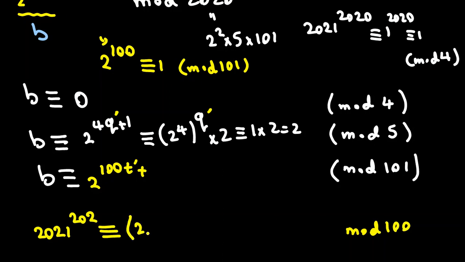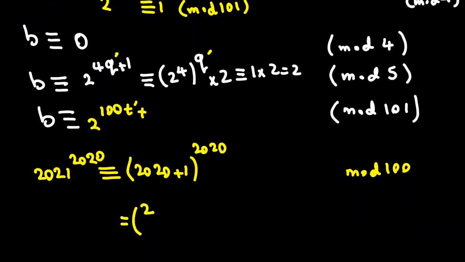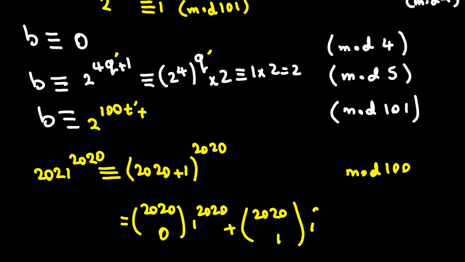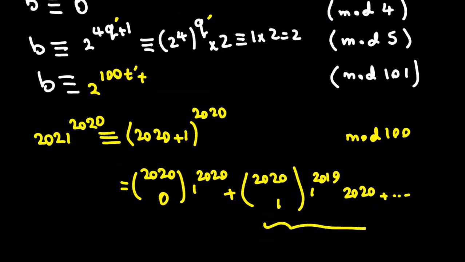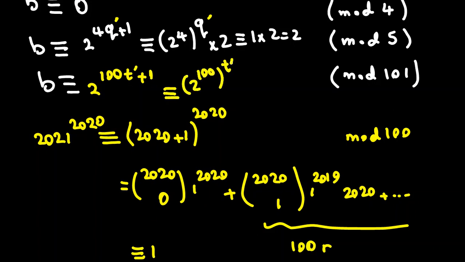And if we use binomial expansion, it will be exactly this to the power of 2020. If you write the binomial expansion, it will be 2020 choose 0 times 1 to the power of 2020, plus 2020 choose 1 times 2020. I explained binomial expansion completely in the previous part. The next part has 2020 to the power of 2, and all of them will be multiples of 100, for example 100r. So what is left? 1 times 1. So it will be this, and then 2 to the 100q prime times 2, it is 1, so it will be congruent to 2.